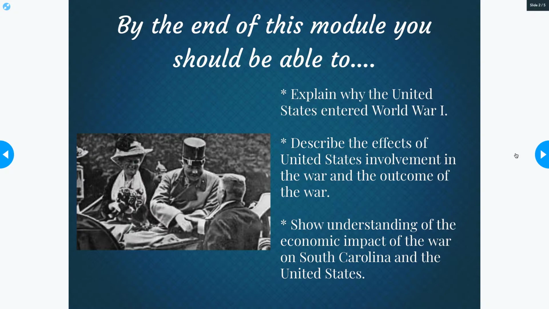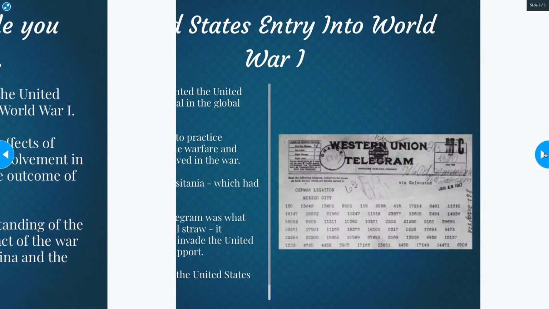Now, of course, if you look at that picture, that is a picture most of you have seen many times in history class. That is Archduke Franz Ferdinand, and this is taken probably minutes before he gets shot and killed in that very car. That, of course, is what sparks the entire World War I conflict in Europe. But we're not going to focus on that. Instead, we're going to focus on the United States and its involvement in the war.